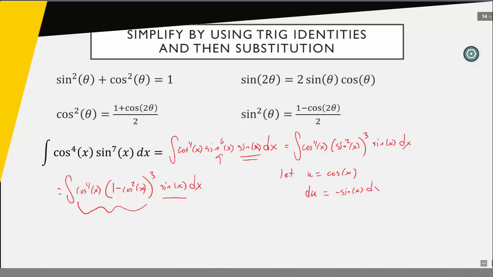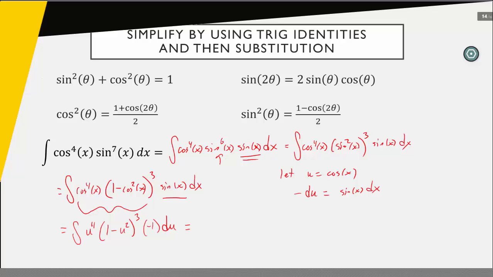Now I can let u equal cosine of x, and then du should equal negative sine of x dx. Multiply both sides through by -1, which just moves the negative sign over here. Plugging in all my u values gives me u to the fourth times 1 minus u squared quantity cubed, and then I replace the sine of x dx with negative 1 times du. This might look a little bit complicated, but once I expand everything out, I'm just going to get a big polynomial in u. Just integrate using the power rule, and then convert back to x's. So it's really not that bad of a problem to finish up with.